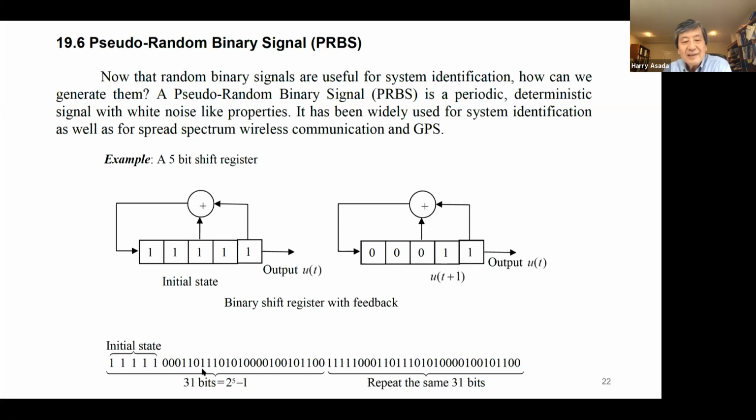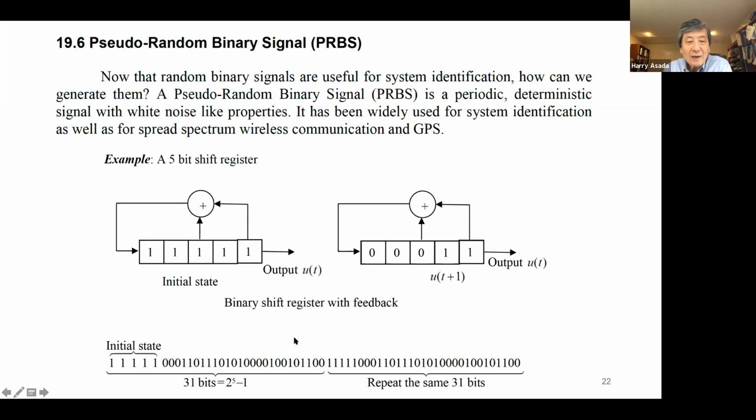signal stream like this. And if you design this feedback loop, feedback logic, in a proper way, you get a pretty long non-repeated pattern. So in this case, it's just a 5-bit shift register with the proper feedback logic. It is to create 31 bits of unrepeated 0, 1 signals. Of course, after 31 time slots, the same pattern is repeated.